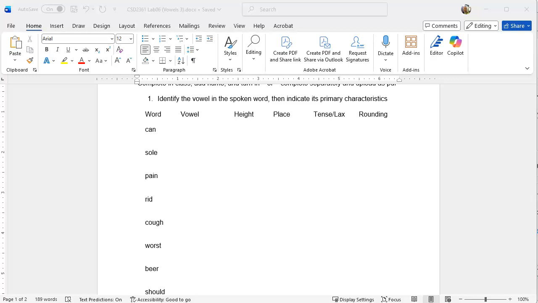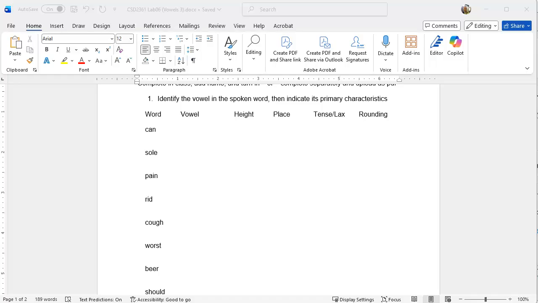Alright, so the first question has a list of words. The task is to identify the vowel, though I guess I'll probably transcribe the whole word as long as I'm at it, and then give its 4 characteristics in the order that they are usually given when you list out the characteristics for the vowel.